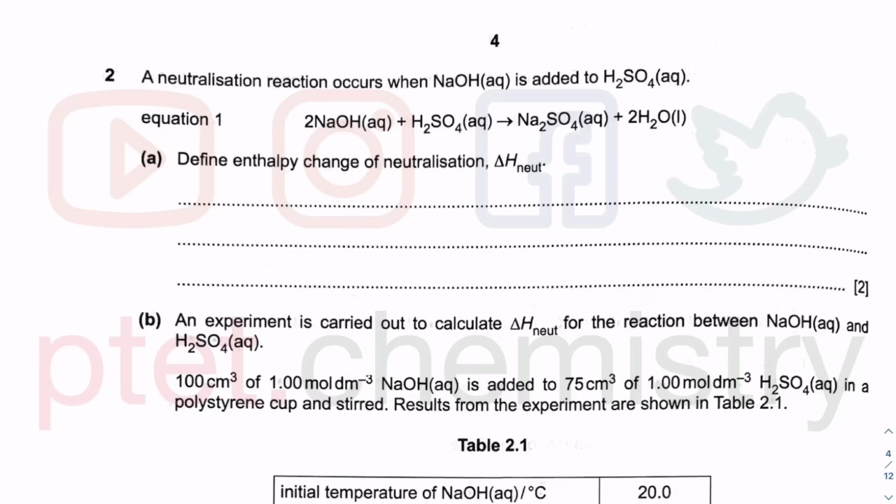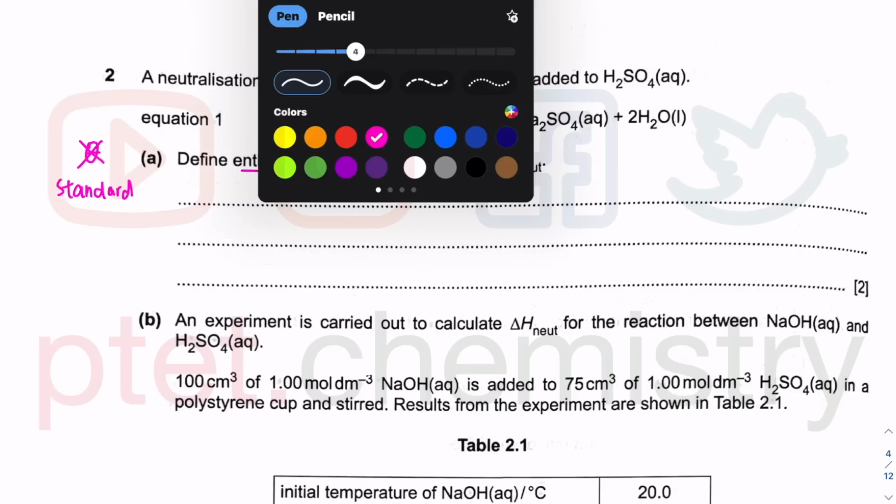In this question number 2, we are given these neutralization reactions. So we are asked to define enthalpy change of neutralization. The first thing you will realize is there is no mention of standard there. So that means you don't get marks for mentioning standard conditions. In fact, you may even get penalized for mentioning standard conditions when the question did not even ask you about standard there. So you got to read the question very, very carefully.